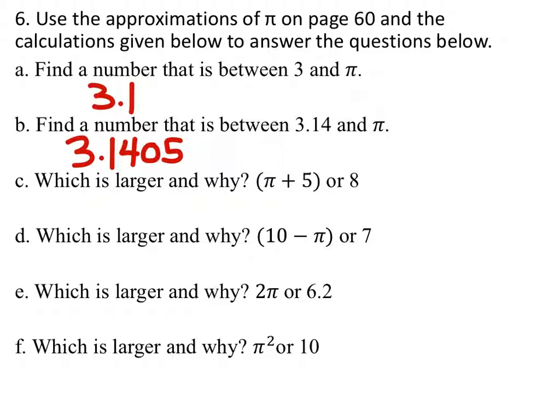Of these, which is larger? Well, pi is 3.14, so plus 5 would be 8.14. So the larger of these two is pi plus 5. 10 minus pi would give us something less than 7. So 7 is larger. Pi is 3.14, so 2 pi would be 6.28, which is bigger than 6.2. So this one is 2 pi. And then finally, pi squared, or 10. So pi squared is 9.86-ish, which means 10 is bigger.